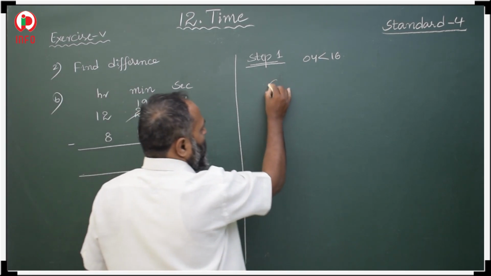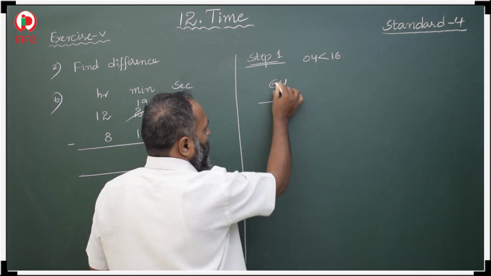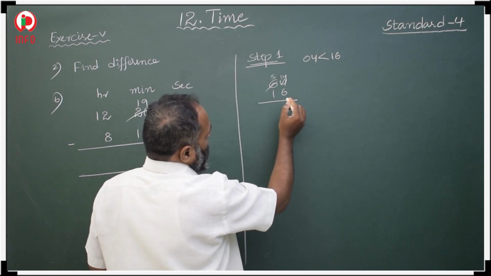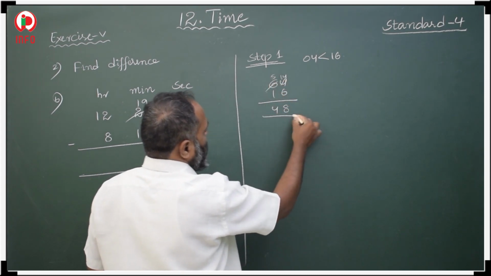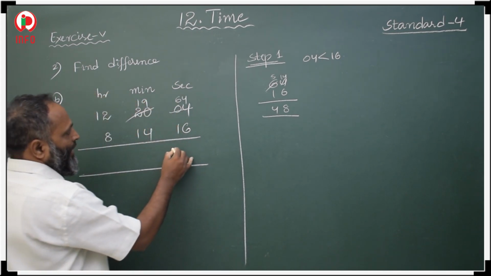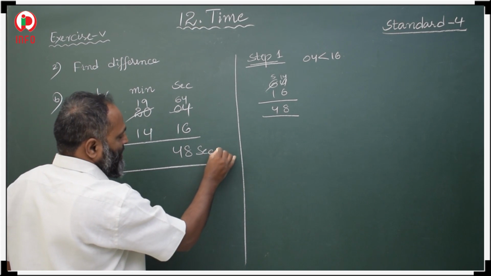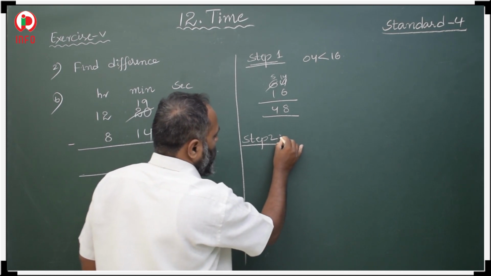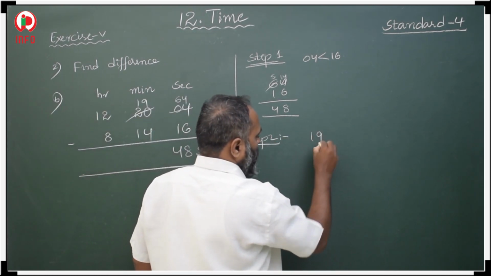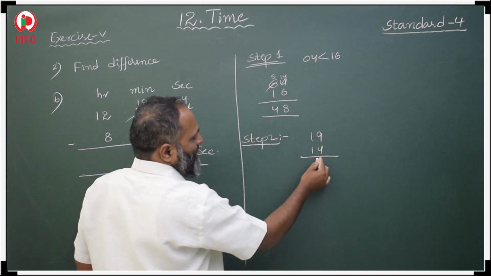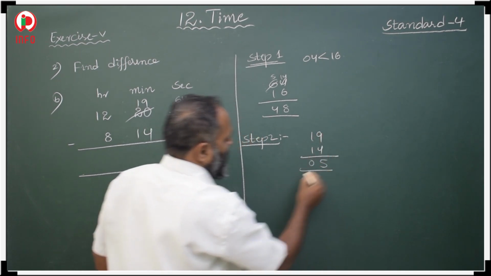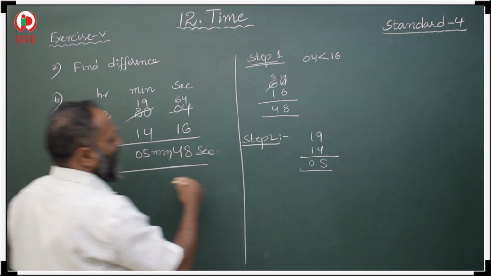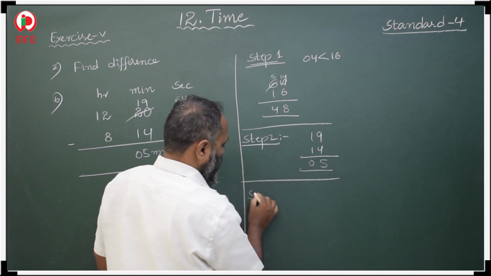Now, 64 minus 16. Then, here 5, here 14. 14 minus 6 is 8. Okay. 5 minus 1, 48. Here you will get 48 seconds, 48 seconds. Now, in minutes, step 2, minutes. How many minutes we have? 19 and 14. Then 9 minus 4 is 5, 1 minus 1 is 0. So, that is 05 minutes. Then step 3, this is step 1, step 2, step 3.